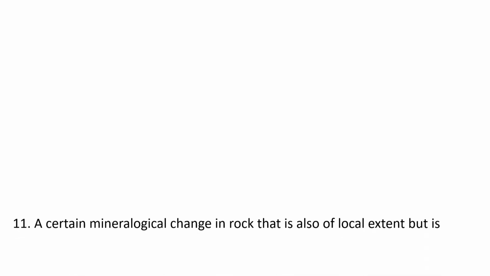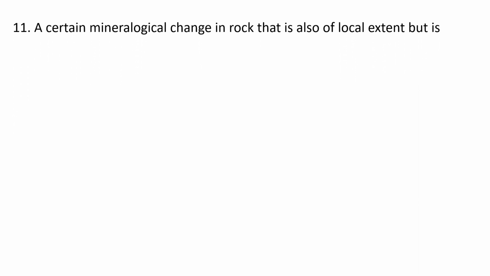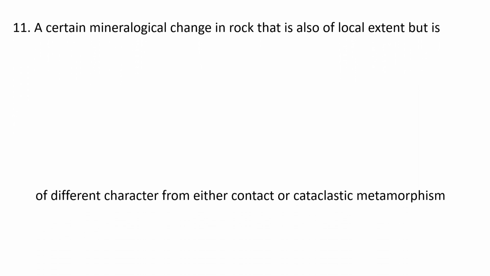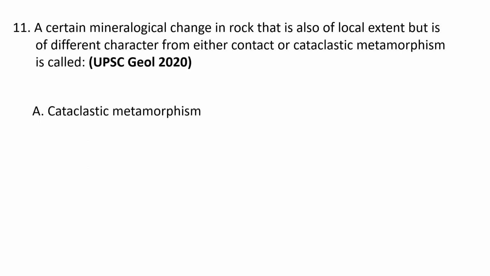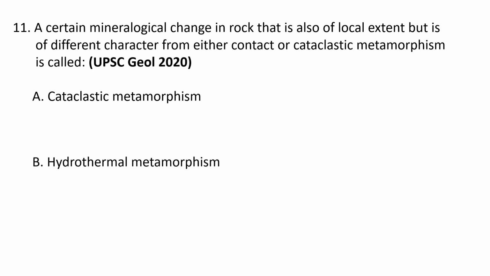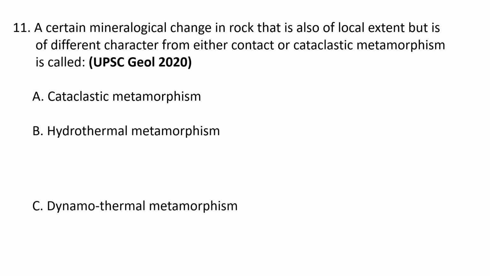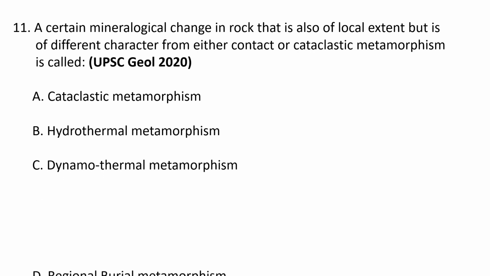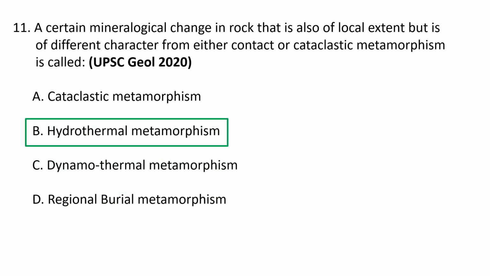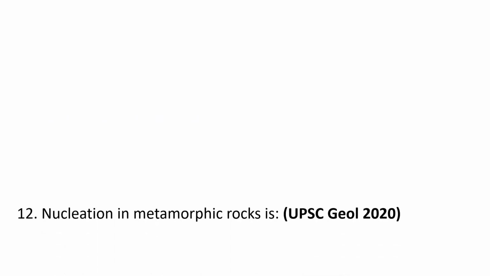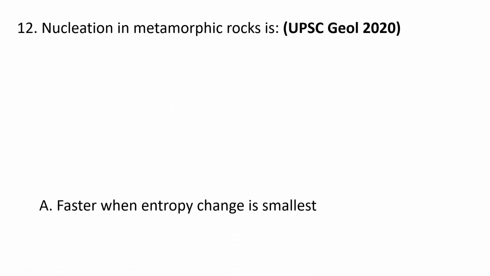Coming to the 11th question, a certain mineralogical change in a rock that is also of local extent, but is different in character from either contact or cataclysmic metamorphism, is known as. The choices are A. Cataclysmic metamorphism, B. Hydrothermal metamorphism, C. Dynamothermal metamorphism, and D. Regional burial metamorphism. So the correct answer is B. Hydrothermal metamorphism.